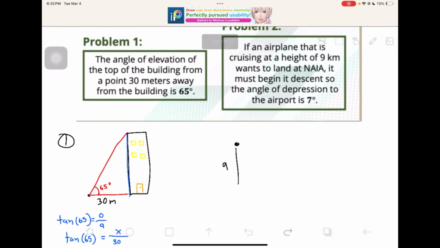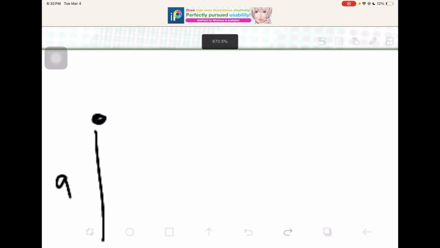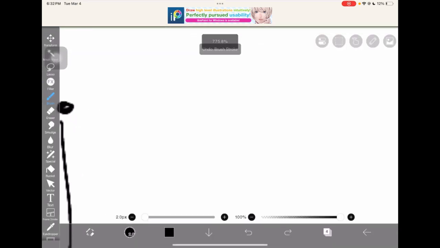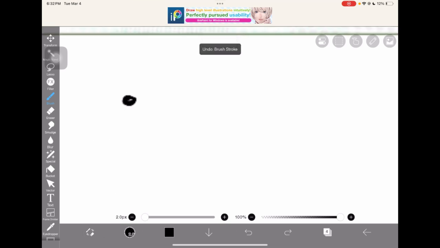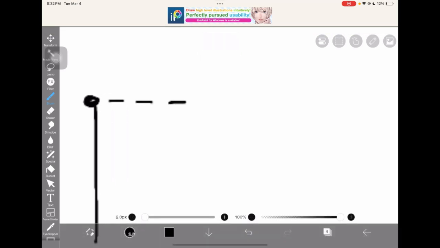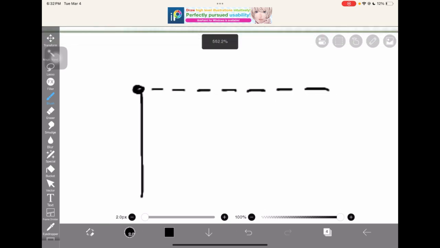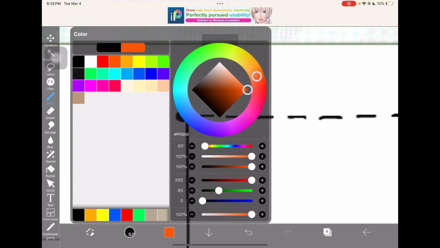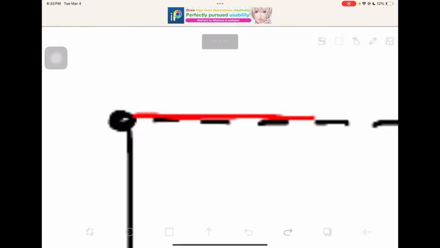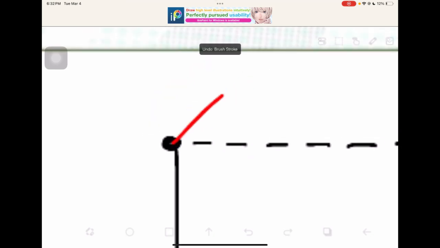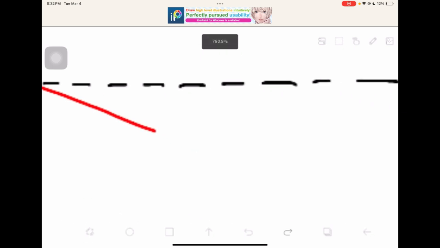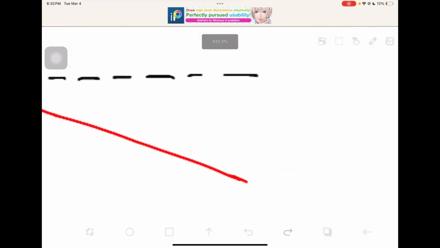Then we also have an angle of depression here. So let's just draw a little horizontal imaginary line, shall we? So here, and this is the imaginary horizontal line. Okay, so instead of the angle of elevation going up like this, we actually have to go down and create a line over here that connects all the way to the ground.